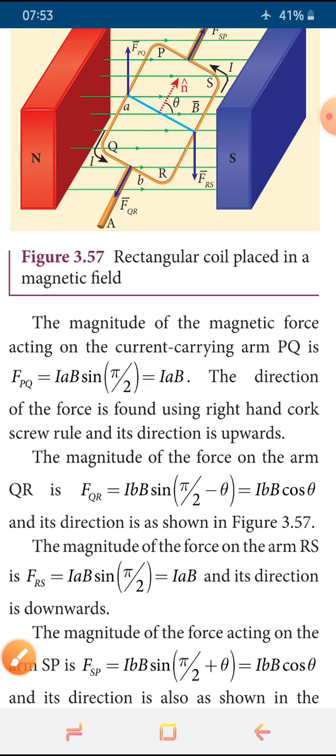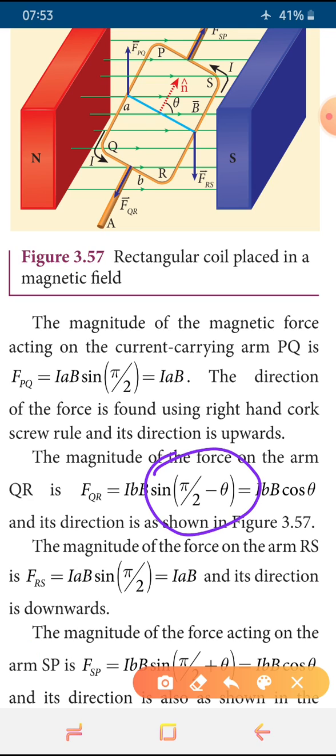So for QR we can write, we are using the same formula, FQR is equal to, here in the basic formula L will be replaced by the term b. We are using small b by replacing the term L from the basic equation. So what is the basic equation? BIL sin theta. Here we are writing IBb sin(pi by 2 minus theta). So this pi by 2 we have taken for this arm QR with the magnetic field.